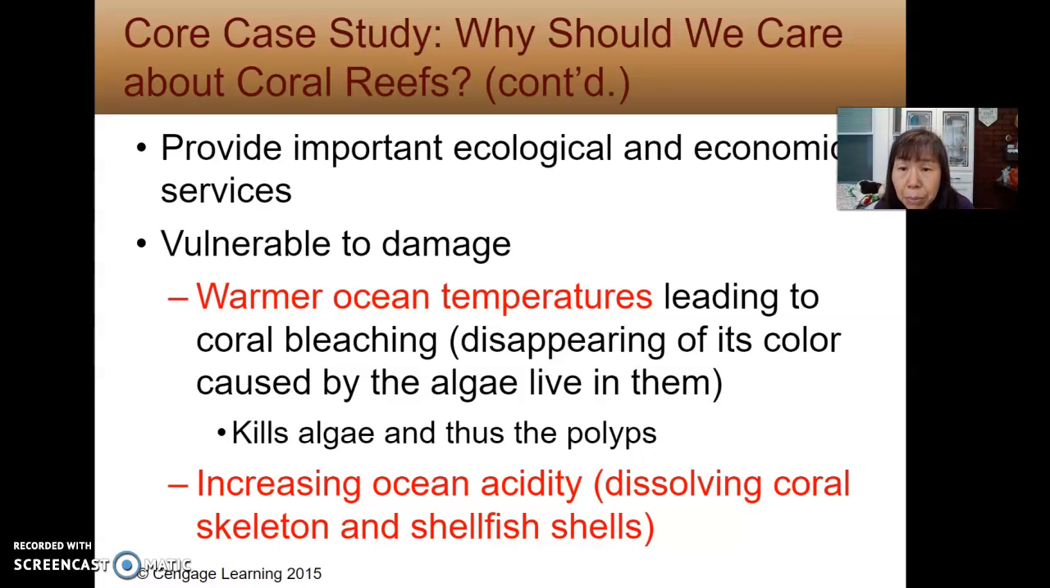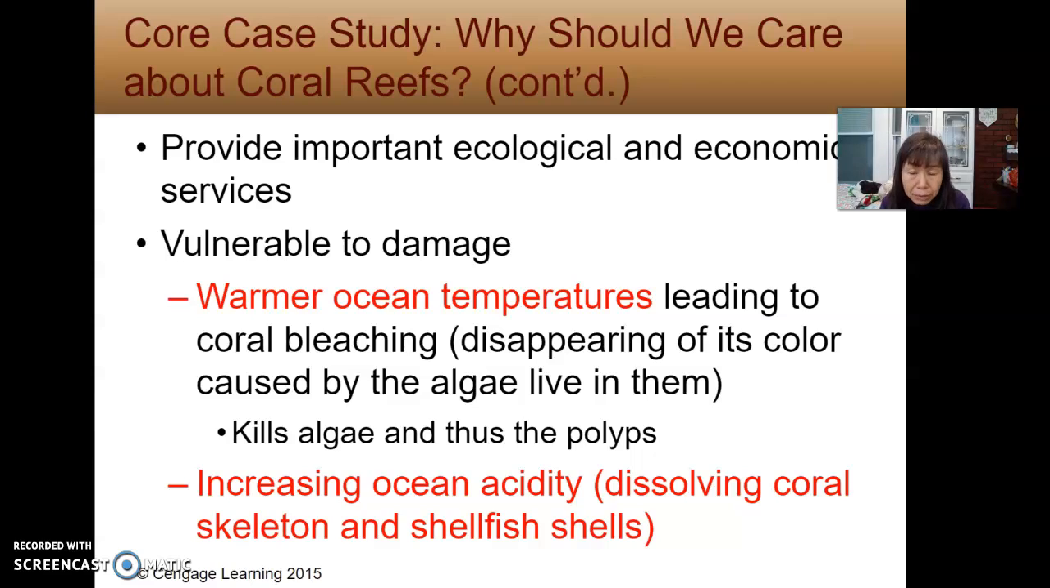Coral reefs provide important ecological and economic services. However, they are vulnerable to damage. Warmer ocean temperatures lead to coral bleaching. What do we mean by coral bleaching? We will have another slide, but basically this means the disappearing of its color. The color of a coral reef is caused by the algae that live inside of them. Basically, warmer ocean temperature kills algae, and if the algae are gone, the polyps will die out too.